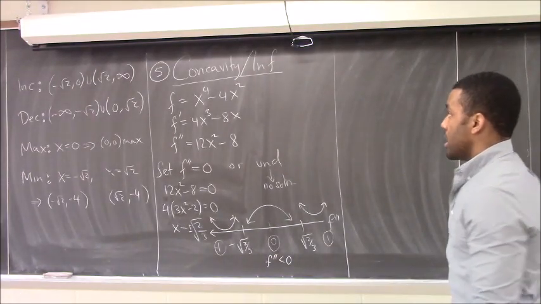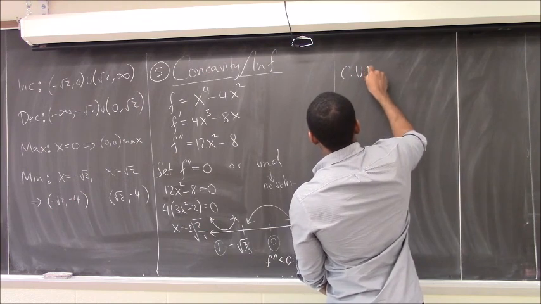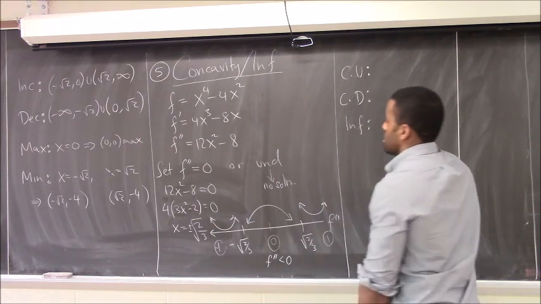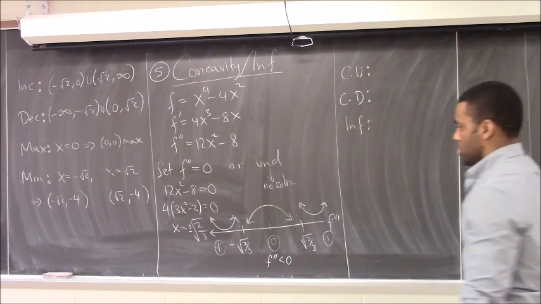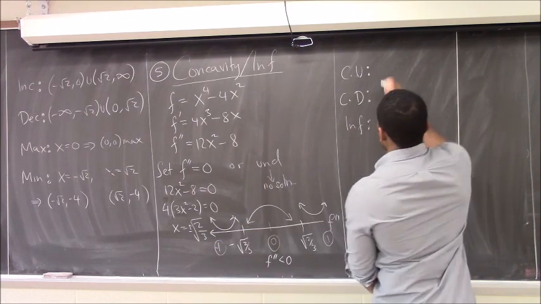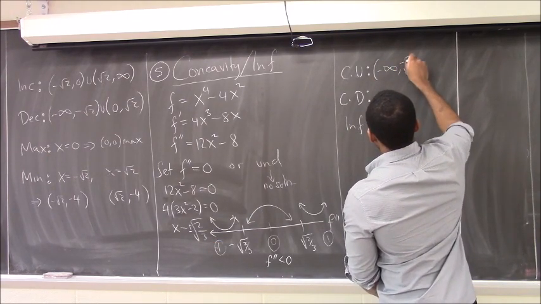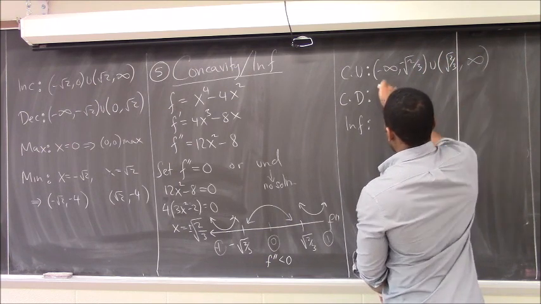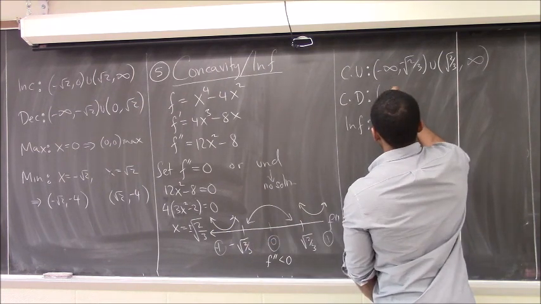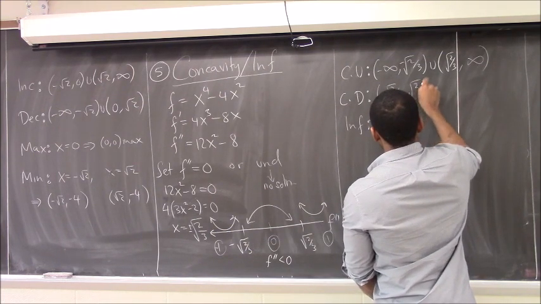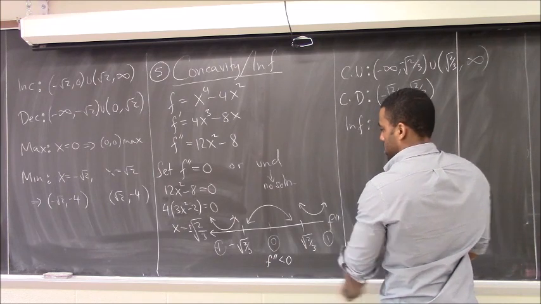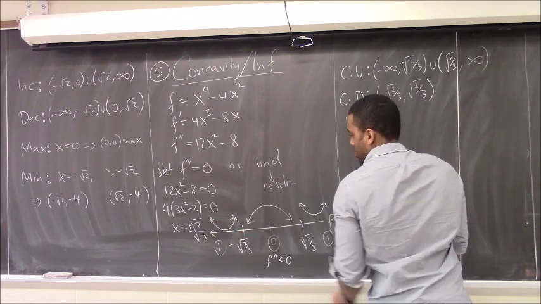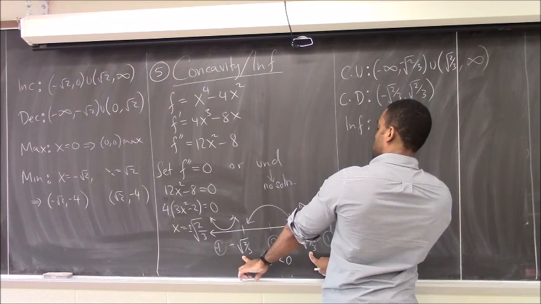So now I can actually summarize. Where am I concave up? Where am I concave down? Where are my inflections? I'm concave up on these two intervals here. Where am I concave down? In between those. Where are my inflections? Each of these. Here's where I switch from concave up to concave down. Here I switch from concave down to concave up. So each of these individually is an inflection.